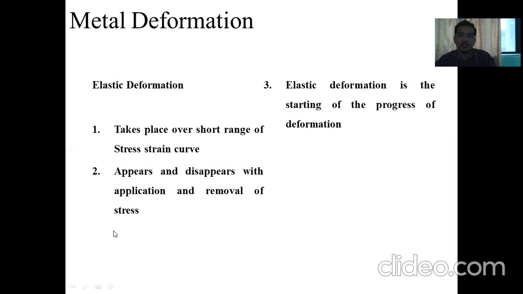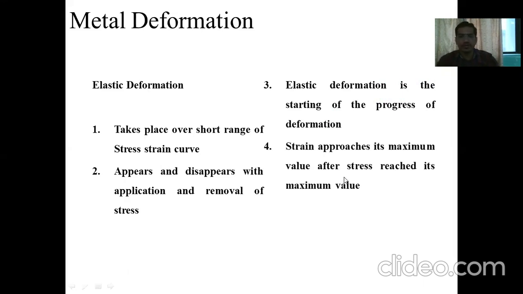Next, the third one: elastic deformation is the starting of the progress of deformation. So initial deformation in the material is represented by elastic deformation. Next, the strain approaches its maximum value after stress reaches its maximum value. So here in the elastic region, the strain is maximum when the stress is maximum. This is what this point shows.